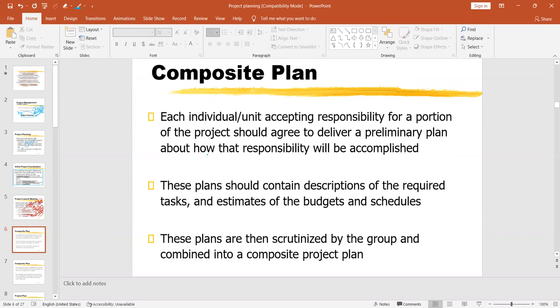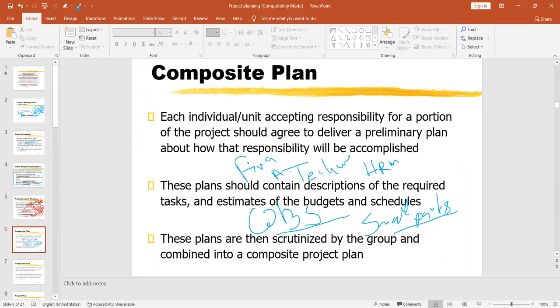Have you heard the word composite plan? When we say composite plan, you know that you have so many tasks there. We know about work breakdown structure from our earlier study. In work breakdown structure, you are breaking your work into small parts, and for accomplishing each part, you have a separate plan. So you have a plan related to human resource management, a plan related to technology, finance and accounts department, procurement, MIS. In this way you have so many departments, and a composite plan is what?